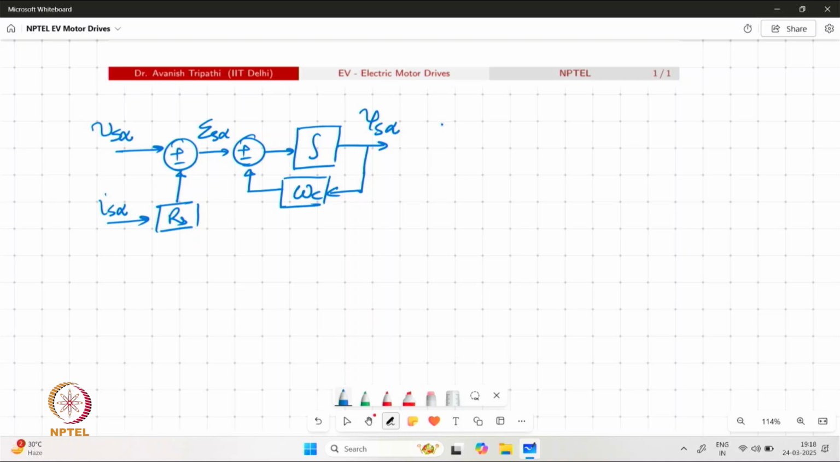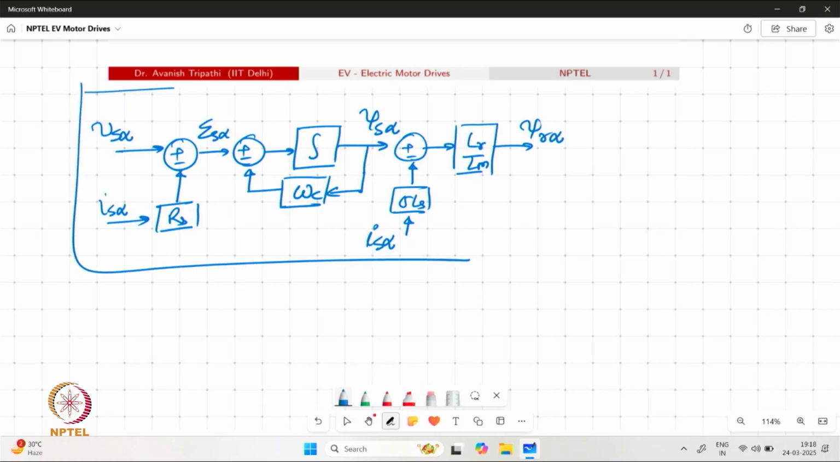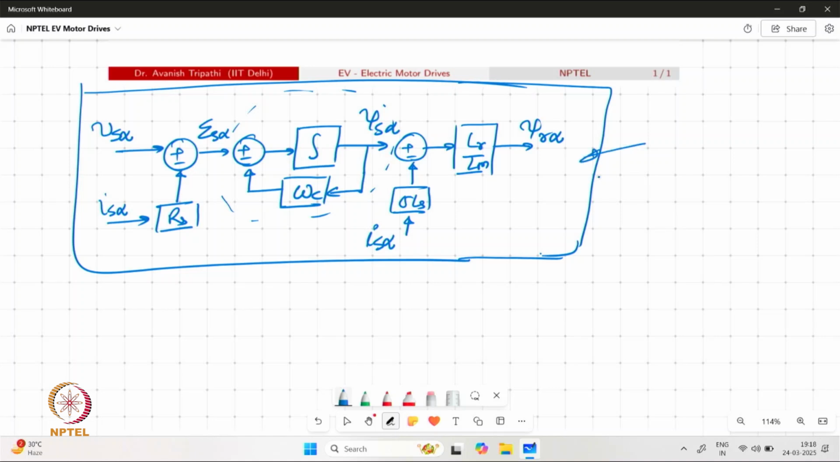Now we can further continue with the rest of the model. Similarly, we can have the beta axis computations as well. So the pure integrator is basically replaced by this block which is shown within the dotted region. Now, yes, some of the problems are definitely solved with this process. However, still there are some issues which are involved with this.